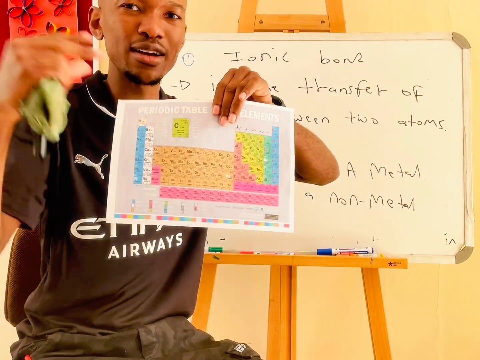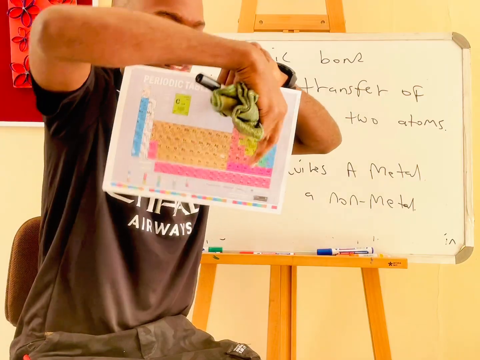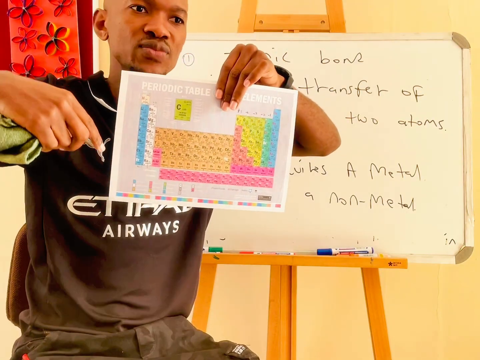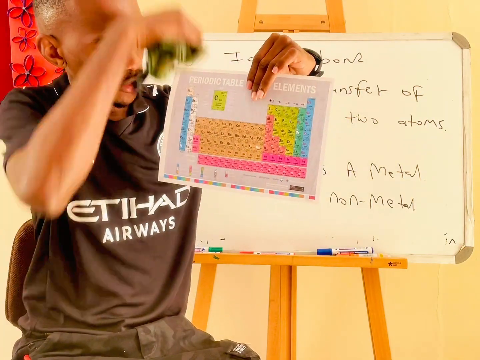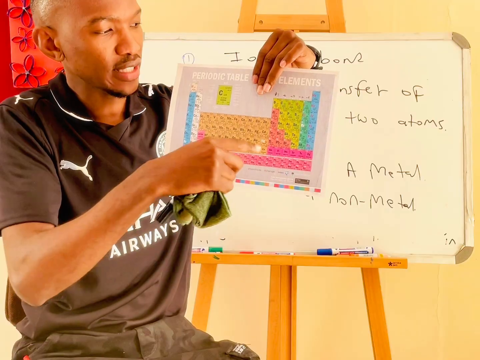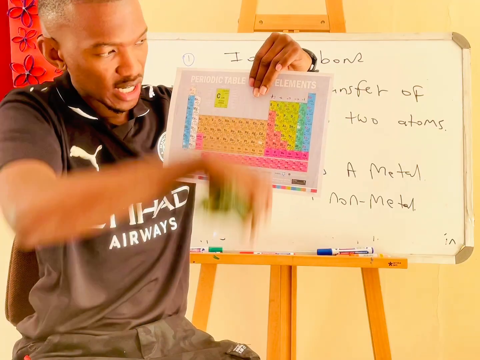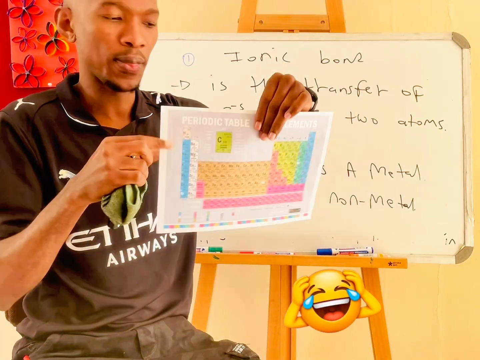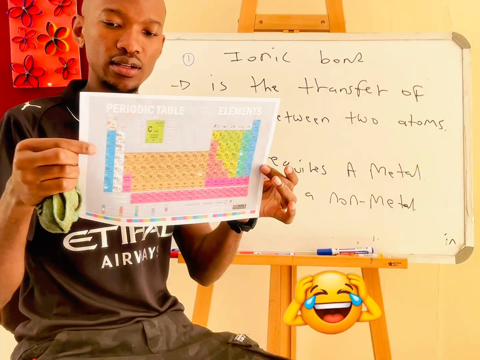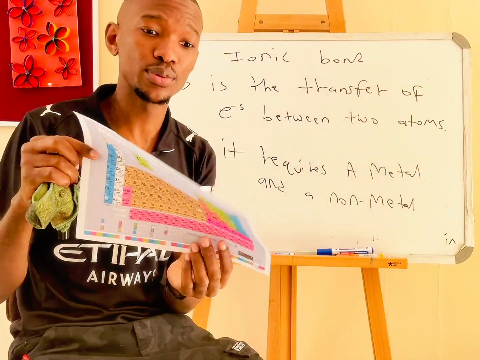Most of the elements that are basic, basicity increases from left to right. And it also increases when you go down. And the acidity also increases when you go down, you get it? But yeah, those are the trends that you guys should know under the periodic table.